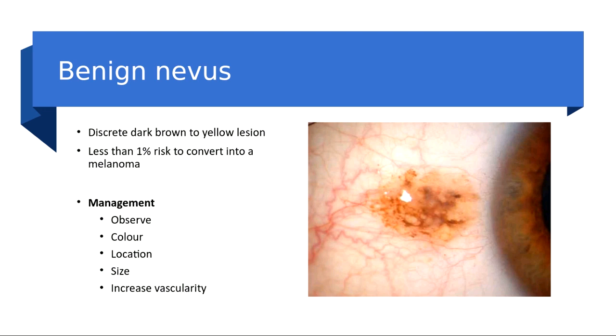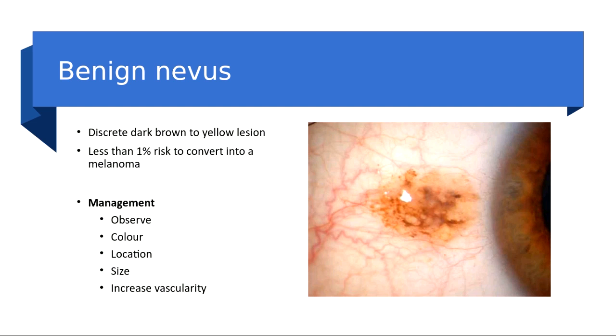So what is it that you're going to tell someone? You're going to have parents coming to you saying there's a brown spot in my baby's eye, I don't like it, and it's getting bigger. What are you going to be looking for? Of course you're going to say, okay, I think this is a nevus, just like how you have spots on the rest of your body, but we're going to be observing it over time. We're looking for discrete dark brown to yellow lesions, with less than 1% risk of converting to a melanoma. So you're pretty safe in saying that yes, you can watch this.